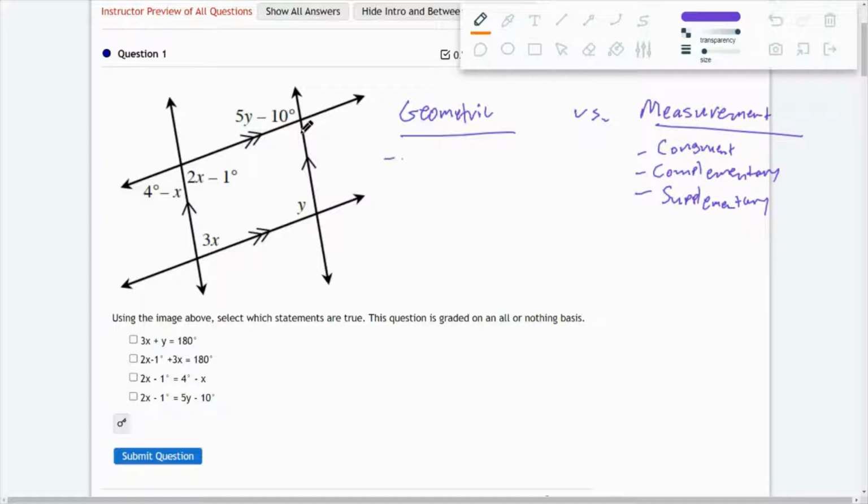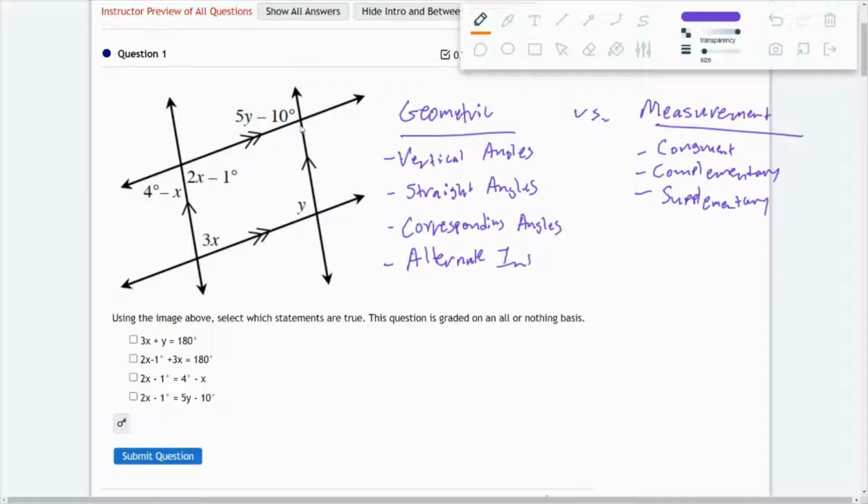With geometric, we bring in everything else. So we have our vertical angles. We have our straight angles. Straight angles are the two angles that add to make 180 to make a straight line. We have corresponding angles. They're in the same location as each other, but in different parts of the transversal. We have alternate interior angles, where they are inside or between the parallel lines, and they are on opposite sides of the transversal.